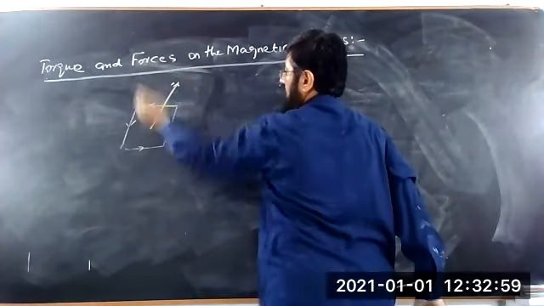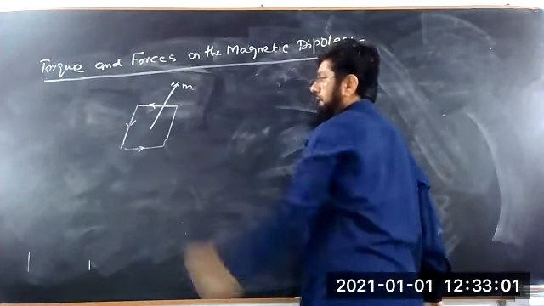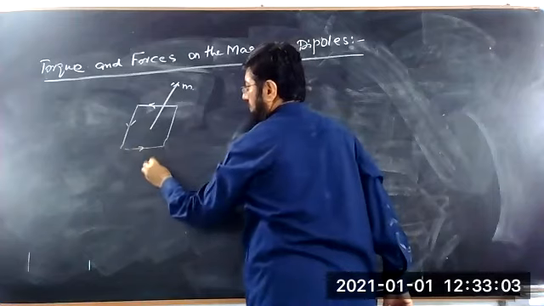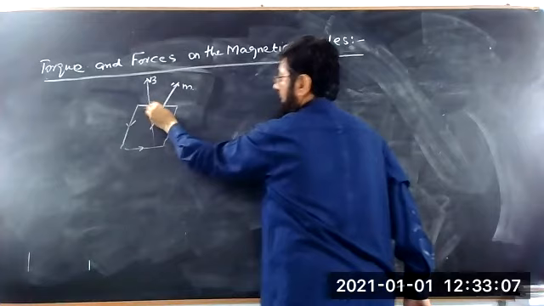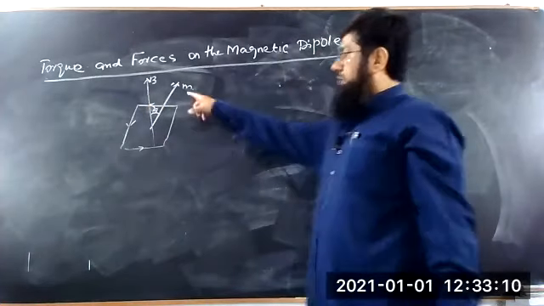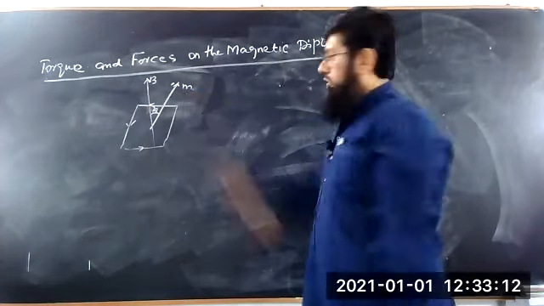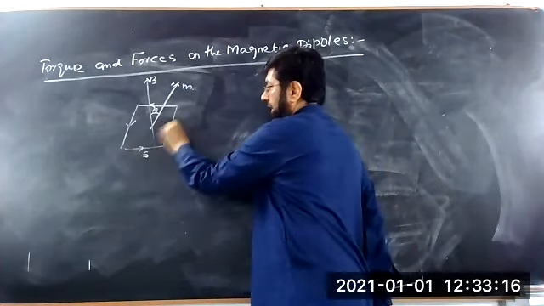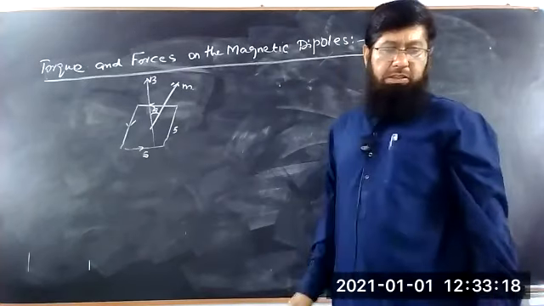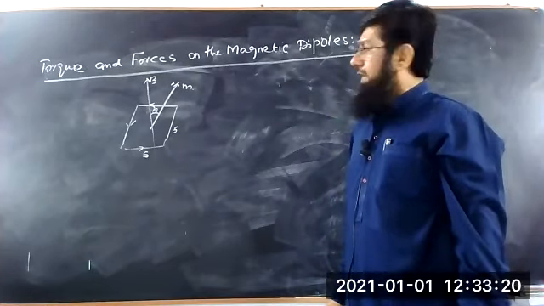Let's say this is the M. If the magnetic field is in this direction B, and this magnetic field is making a certain angle with respect to the M, the current is flowing in this direction. This is a square whose side is S.